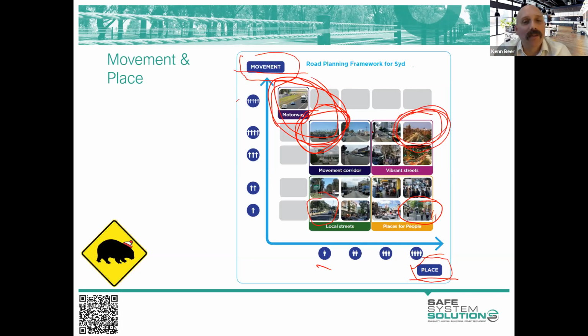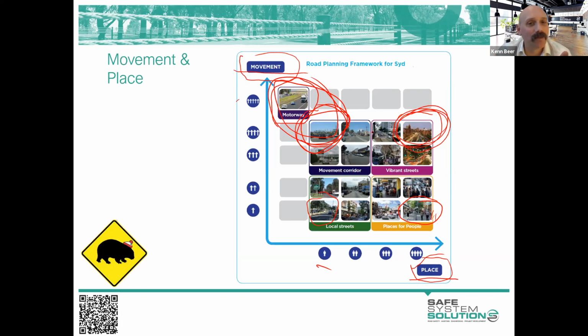We could achieve high alignment with safe system principles by putting full containment barriers, high barriers down either side of the road, and building up some fencing on top of the barriers to ensure pedestrians can't actually get through, and really segregating it off so pedestrians are not exposed to the vehicle crashes. But you've immediately just destroyed the place value of that area.